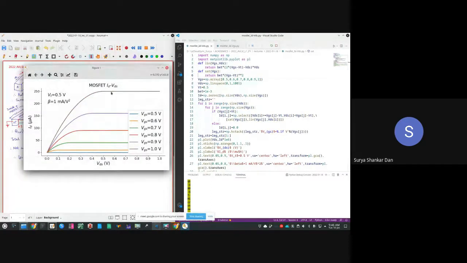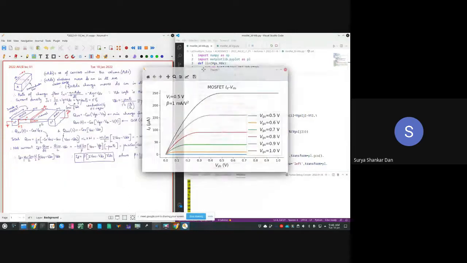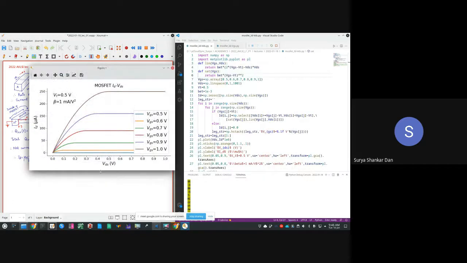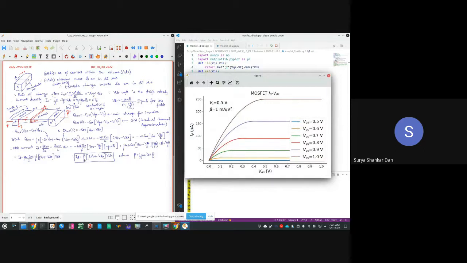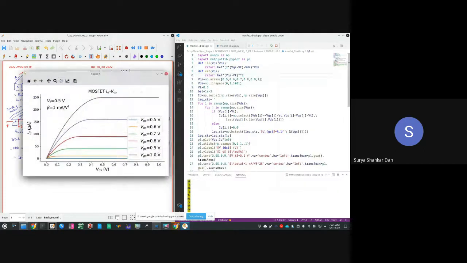Once we run this, I have taken the beta over here as 1 milliampere per volt square. VT I have chosen as 0.5. These are randomly chosen values. As I said, beta and VT will be provided by the device people. So now, you notice that this is the typical characteristics which you have seen. I have simply developed the model from scratch, and then I simply coded the model in Python and basically plotted it here. Okay, very simple.